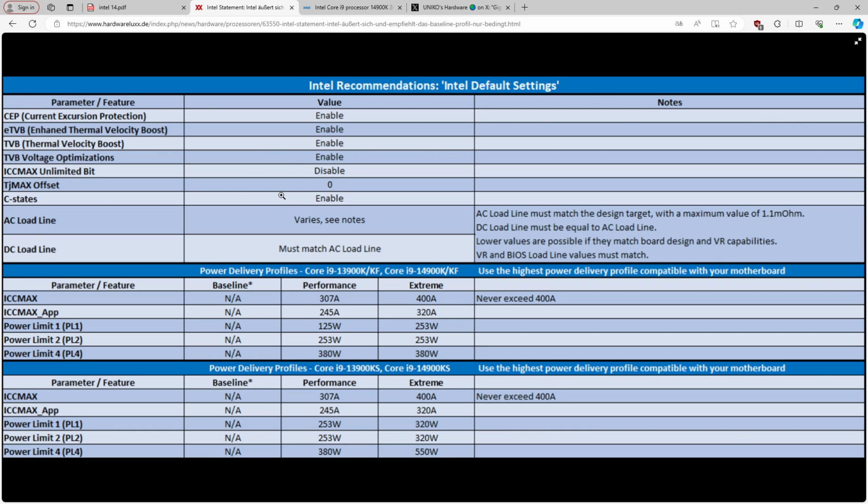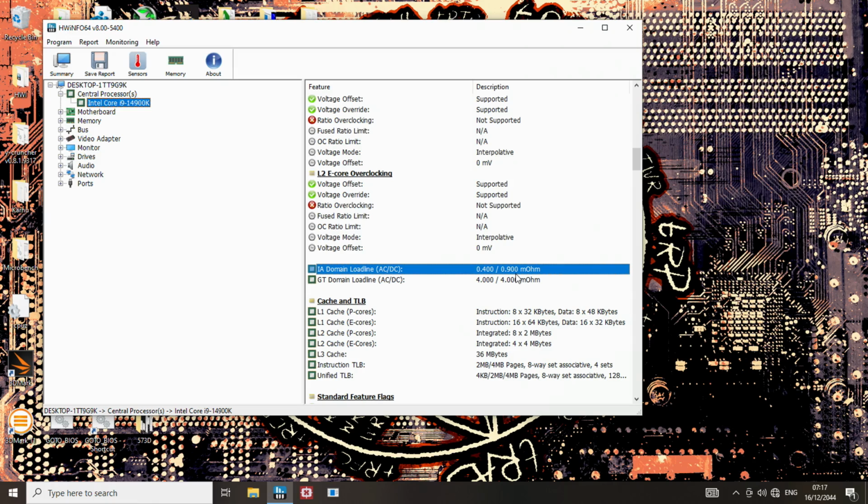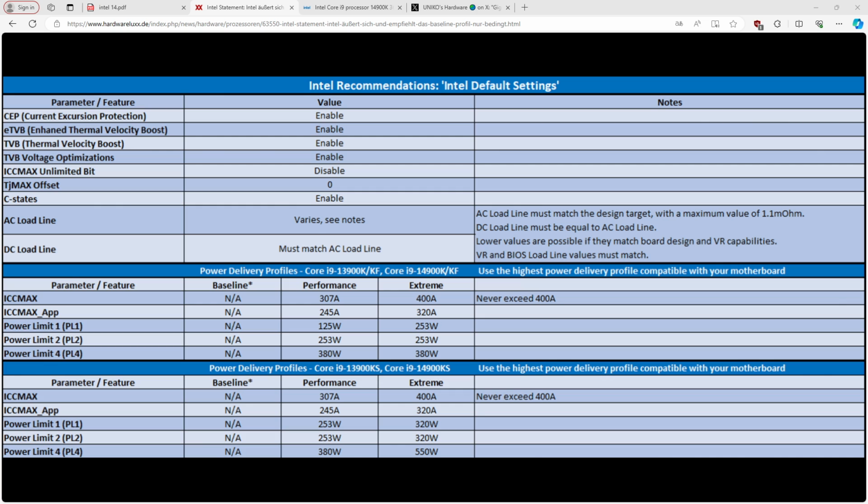Anyway, I think the biggest change going forward is going to be the ACDC load lines. We're not going to get this anymore, where it's like 0.4 and 0.9, because that's not supported officially by Intel, or they're not recommending it. And if we read the notes over here, AC load line must match the design target. This is the other issue.